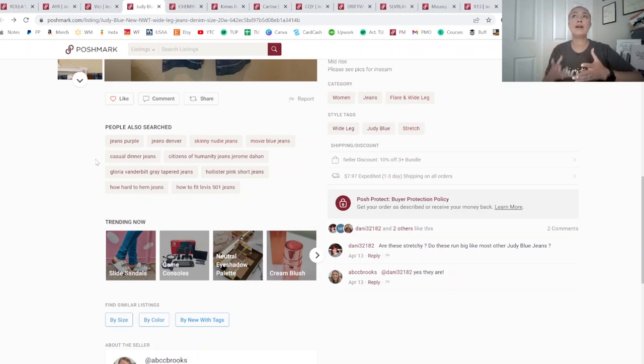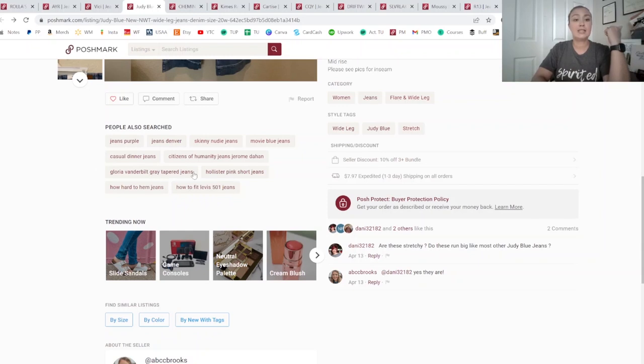And some people want to be sold to. They want that picture painted for them. They want to be enticed. They want someone to tell them it's okay to buy this item. And so you can say, going to a casual dinner, these jeans would be perfectly paired with your blah, blah, blah. Like, yes.